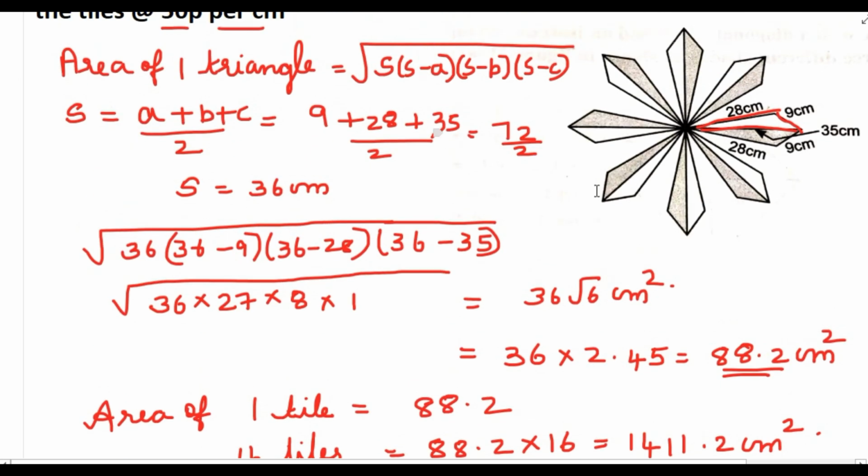So we need to find out the area of one tile. After that we need to find out the area of 16 tiles, then multiply with the cost.